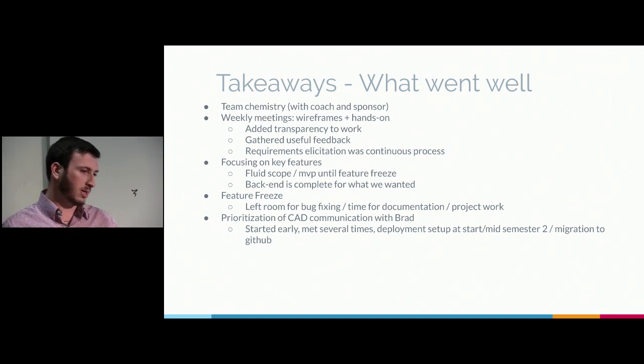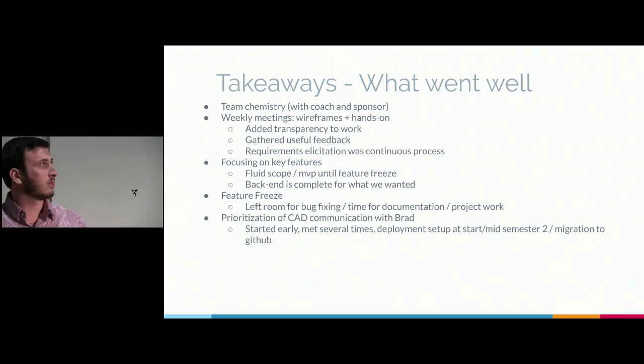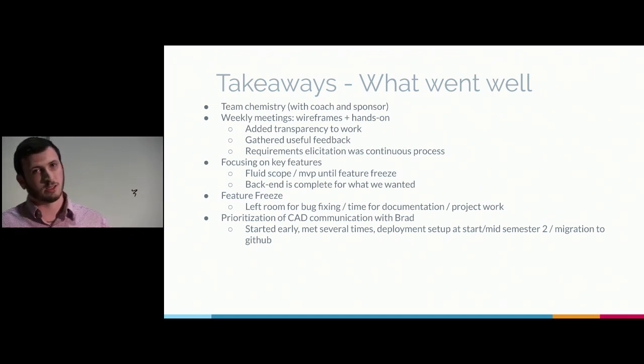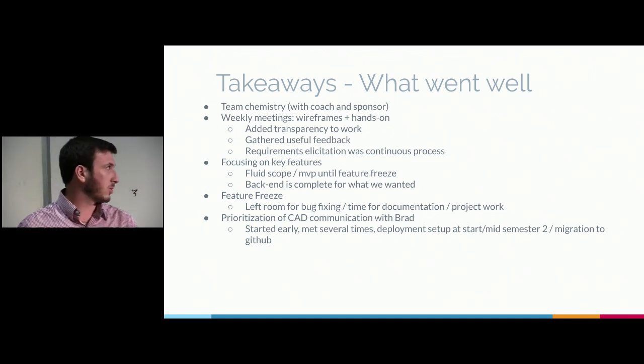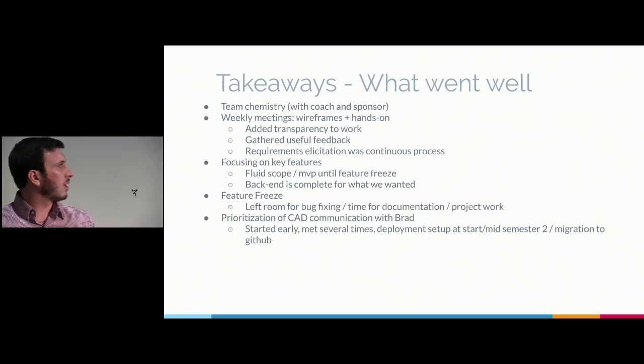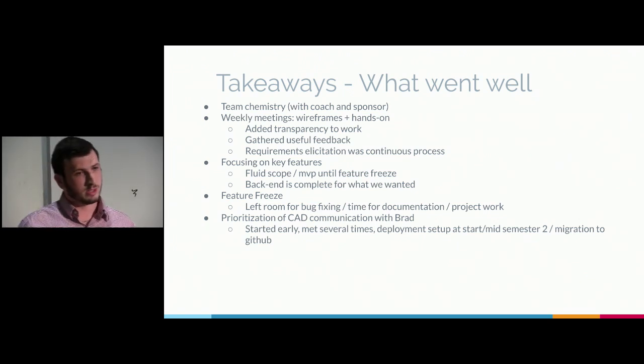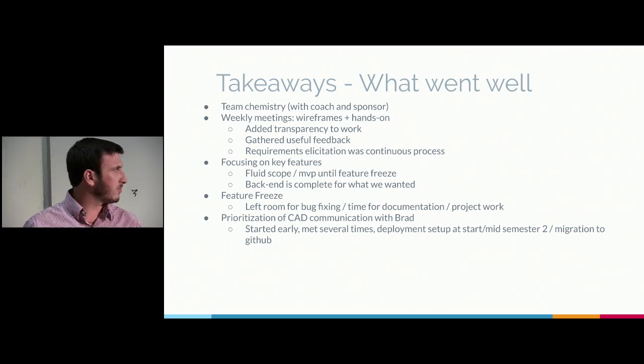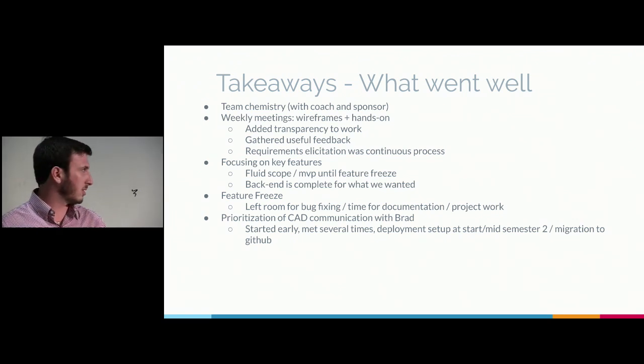Another great thing we did was focusing on key features. We always had the MVP in mind and what Jack really wanted, what features would be best suited for him. So we kept that through the fluid scope, and for the back end, we actually got to complete all the features that were needed for the MVP, which was great. We also had a feature freeze, which was really helpful. A few weeks ago, we stopped our development, so the last couple weeks, we've been focusing strictly on bug fixes and time for documentation, etc.